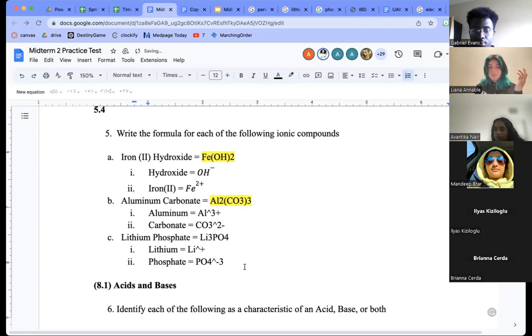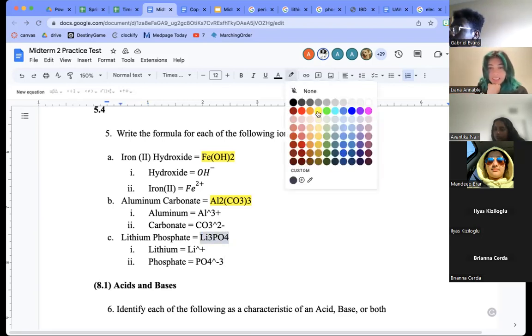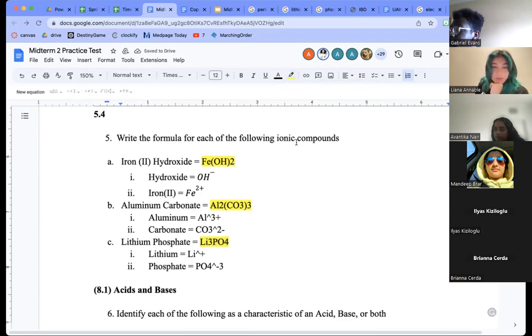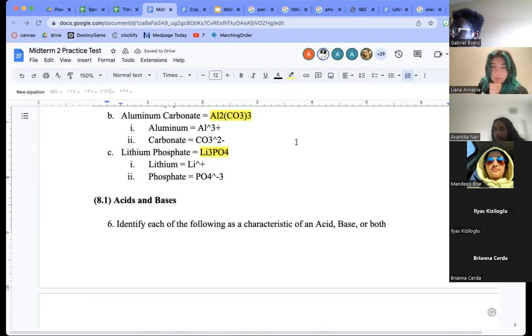All right. And then you put them together like we've been doing the whole time. This one's the easier one. And then you get your answer, Li3PO4. All right. Any questions for this first chapter, chapter 5, compounds and their bonds?